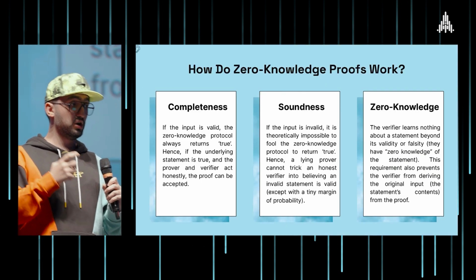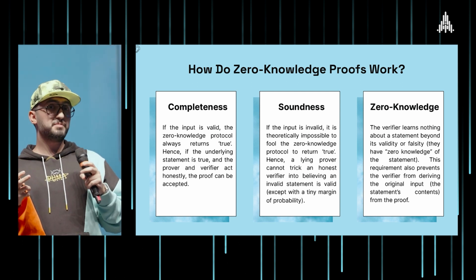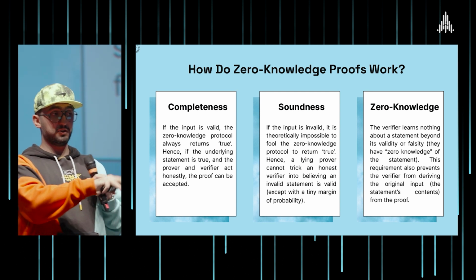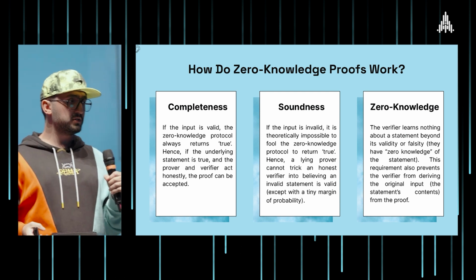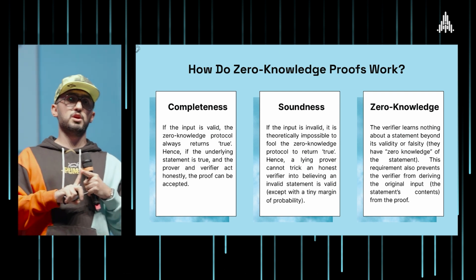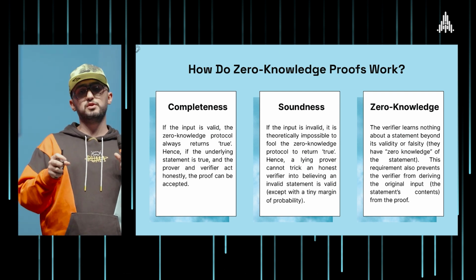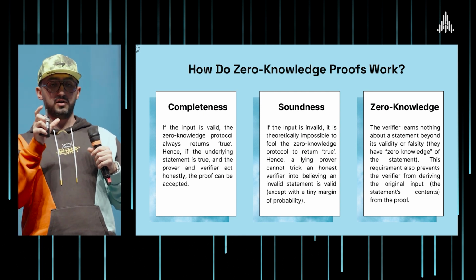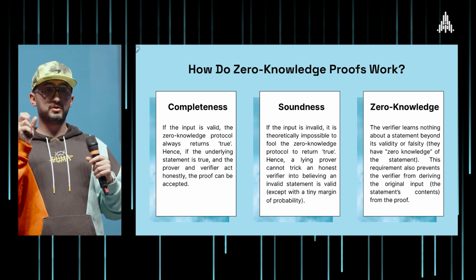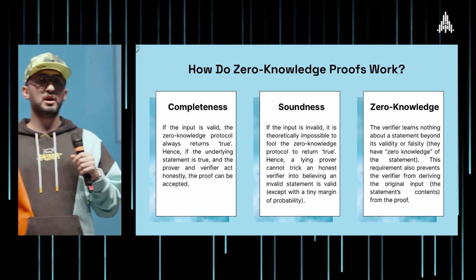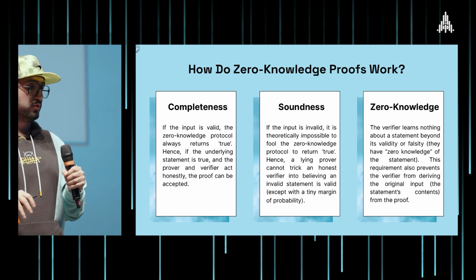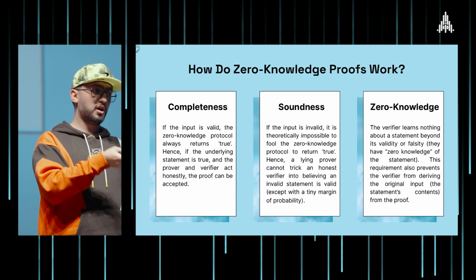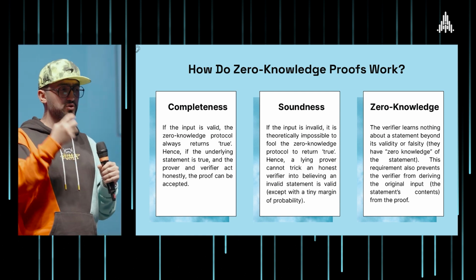But to accept them as zero knowledge proofs, we need to follow these three criteria because they are very important. Completeness means that if your input is valid, like if you know the result of your puzzle, your proof will always return true. It cannot return false. There is no chance for that, so we call it completeness. It's a very important criterion, and soundness is also, I guess, the most important.